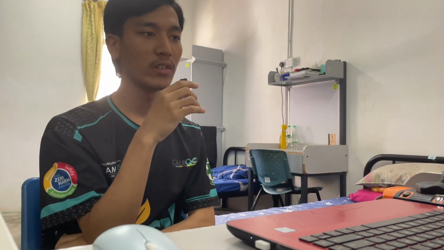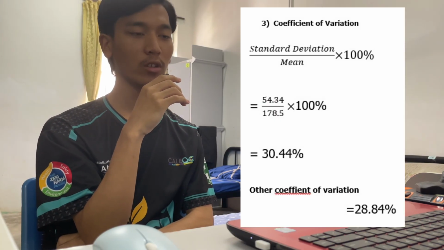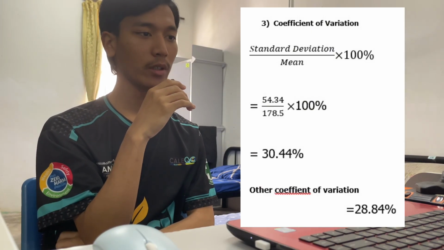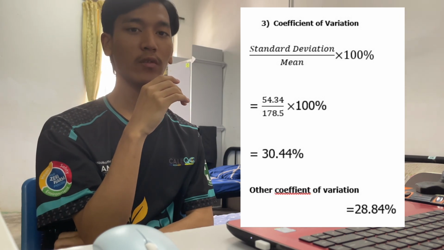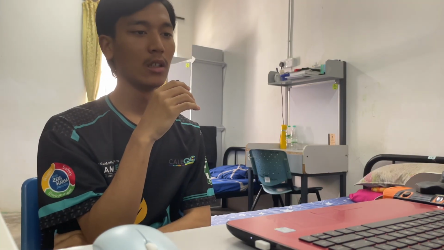And for our coefficient of variation, we get 30.44%. Compared to the other group, they got 28.84%. So the two values are very close to each other. The variation is only 2.7% of their mean value, which is low. This indicates the consistency or stability between the two values. But of course, the other group has more consistency in their coefficient of variation.